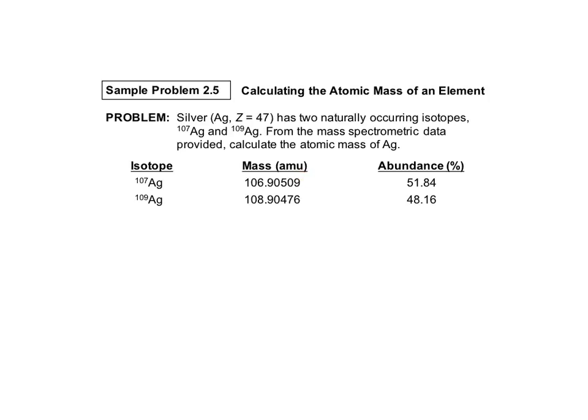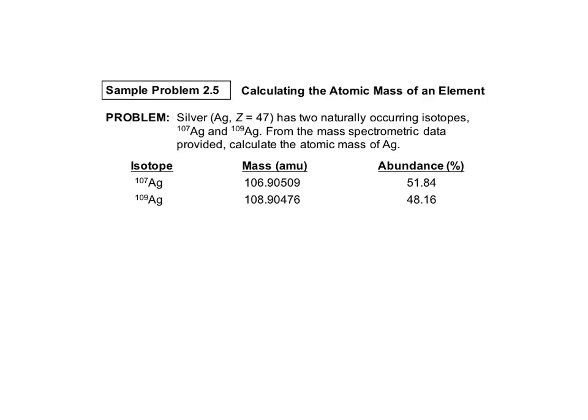So the example says we have silver, Z equals 47, which has two naturally occurring isotopes, silver 107 and silver 109. From the mass spectroscopic data provided, calculate the atomic mass of silver. This is how all of the atomic masses on the periodic table were calculated. They used these spectroscopic methods to determine this.